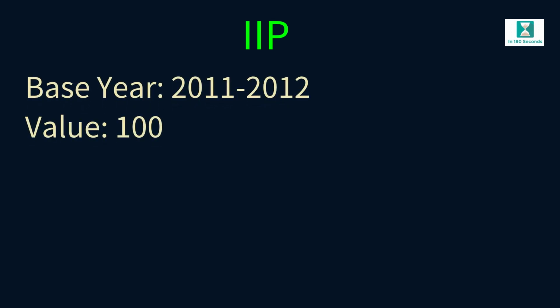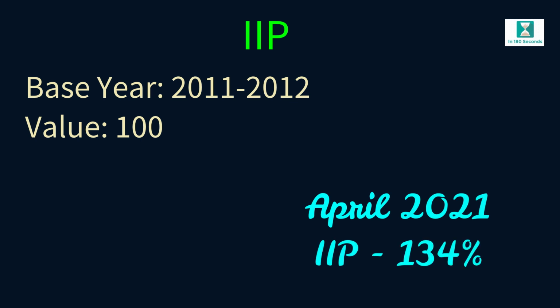Now let us see how it is calculated. The IIP index uses the year 2011 to 2012 as the base year and expresses whether it is above or below that base. The base year for IIP is set to a value of 100. So for example, the IIP for April 2021 is 134%. This means the industrial growth was 34% higher compared to the base year of 2011.